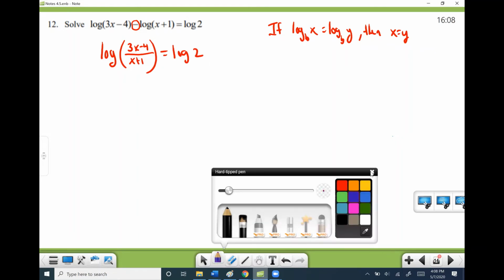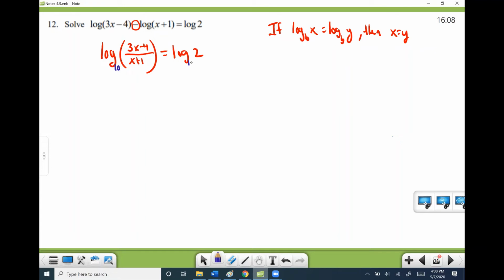Now this fits the bill for the equivalence property, right? Both bases are 10 on this, and it does look like this setup. So I'm going to go ahead and say that the 3x minus 4 over x plus 1 has to equal the 2. Basically take the logs out, right? Okay. All right. And so let's go ahead and solve this. So what would we do to solve this? Yeah, multiply by the bottom.